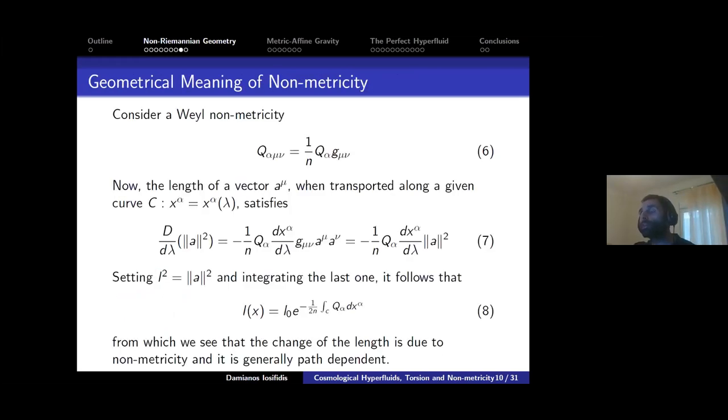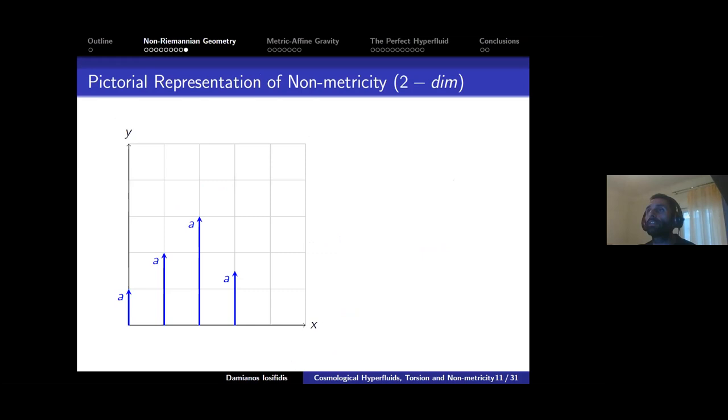Now, for non-metricity, if we take the simplest form, as we've discussed, the Weyl non-metricity, and we take a vector and parallel transport it, what we have in Riemannian geometry is that the length of the vector remains the same. But now, if the space has non-metricity of the Weyl form, we see that the vector we end up with is this one. So there is a change in the length of the vector when we transport it in the space. This is the form it has for Weyl non-metricity, and we see that in general it's path dependent. But if this Weyl vector is exact, only in this case, it's path independent and depends only on the endpoints. And this is just a simple representation. We have a vector, we transport it, and its length may change when we transport it in the space.